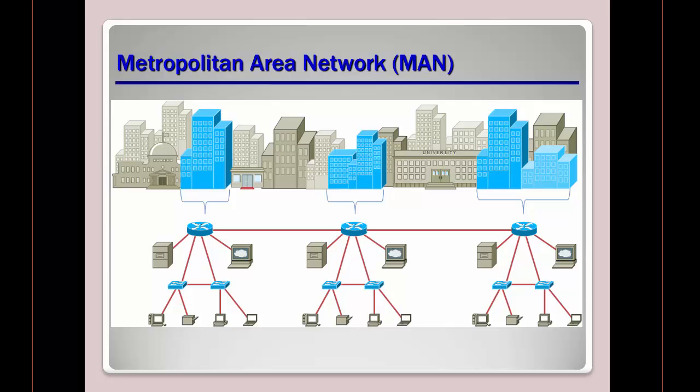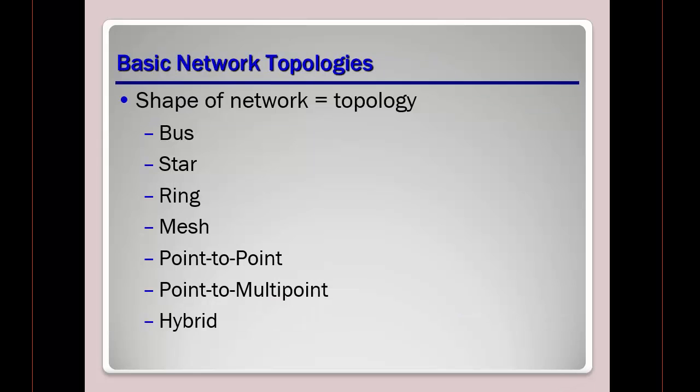So here's an example of a metropolitan area network, where we have a local area network, and what we do is we use routers and then some sort of line. It could be fiber optic, it could be dedicated, we could be leasing it from a telephone provider or internet provider to connect these buildings throughout a large geographical area.